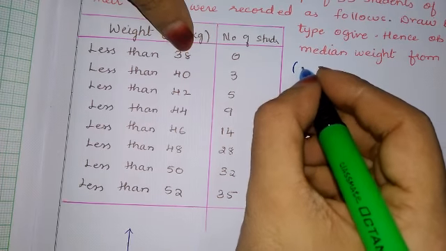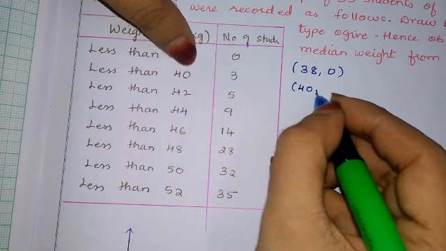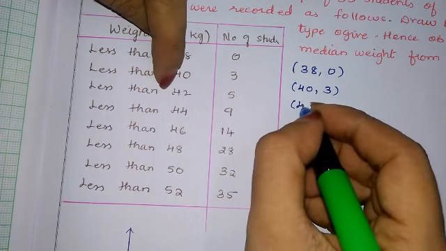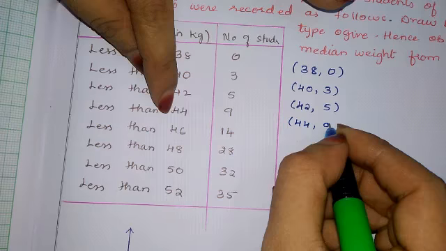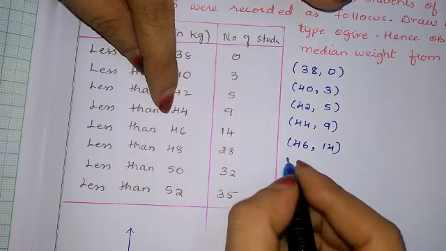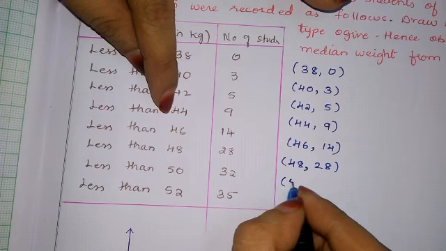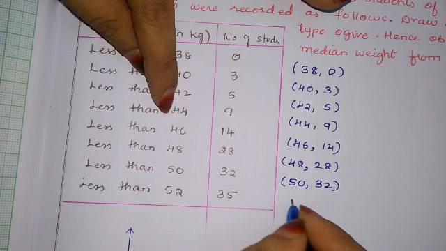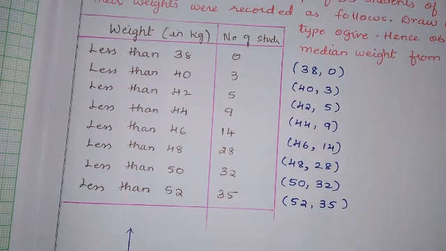How we will draw? 38, 0; 40, 2; 42, 5; 44, 9; 46, 14; 48, 28; 50, 32; 52, 35. This is the way now we have to plot the graph. Let us see how we have to plot the graph for this.